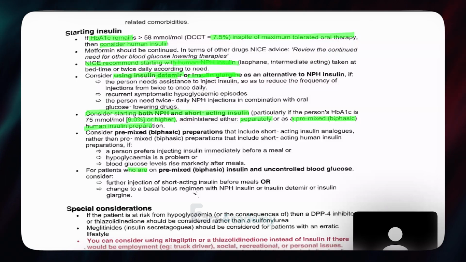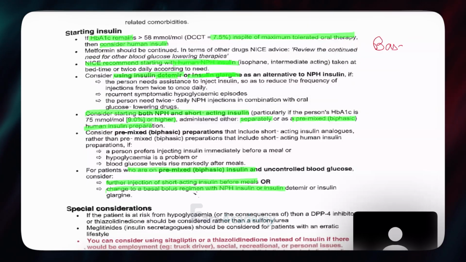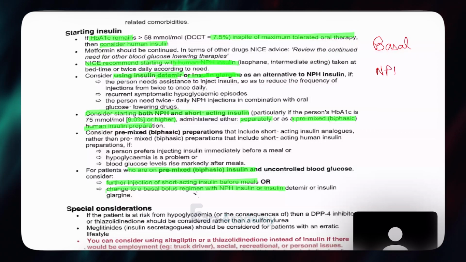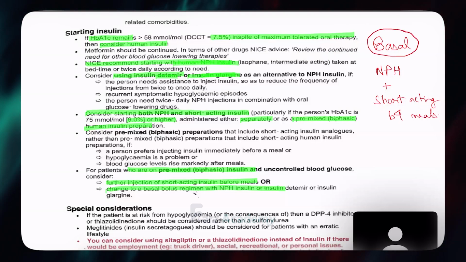For patients who are on these biphasic insulin preparations, further injection of short-acting insulin before meals or a basal bolus insulin regimen with NPH insulin should be given. So for all practical purposes, we usually give a basal insulin, this NPH, plus short-acting insulins just before meals. This is what we use in our usual day-to-day life. This gives a very nice control, but it takes longer time.